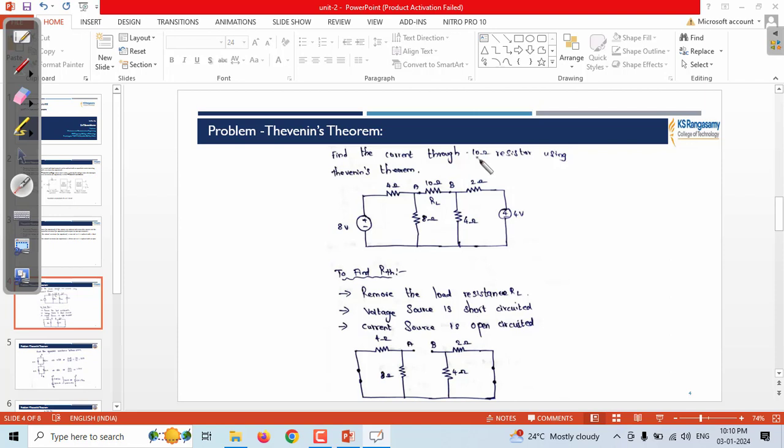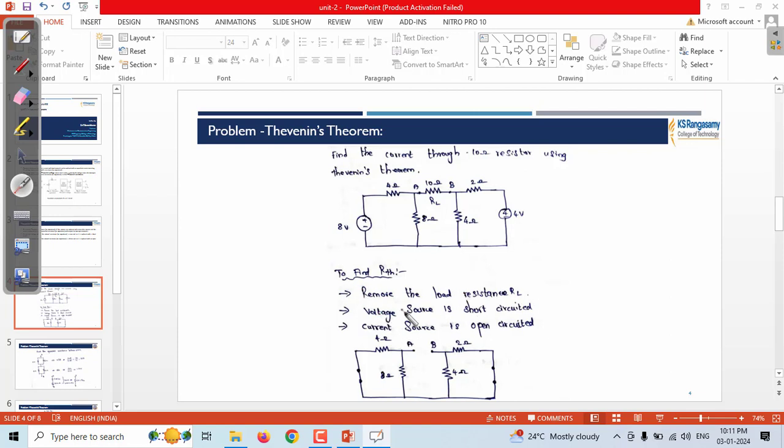The first step: we have to make that resistance the load resistance. So the 10 ohm resistor we assign as RL. In the problem, they have given the 10 ohm resistance, and we have to find the current through it. So step 1, assign that resistance as the load resistance, and first we have to find RTH. For RTH, step 1, you have to remove the load resistance.